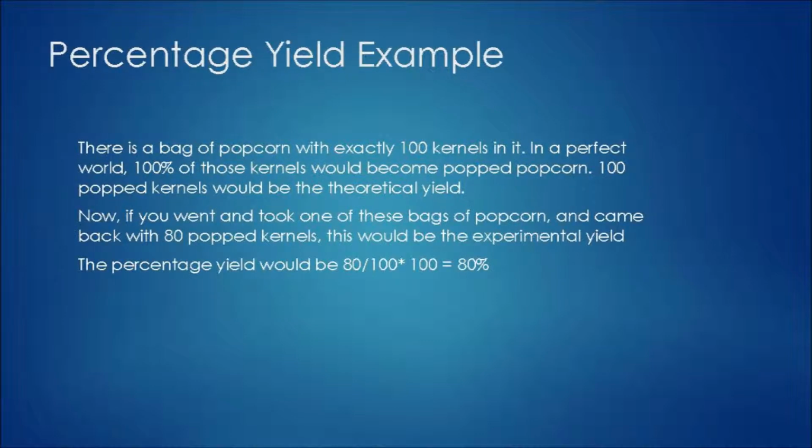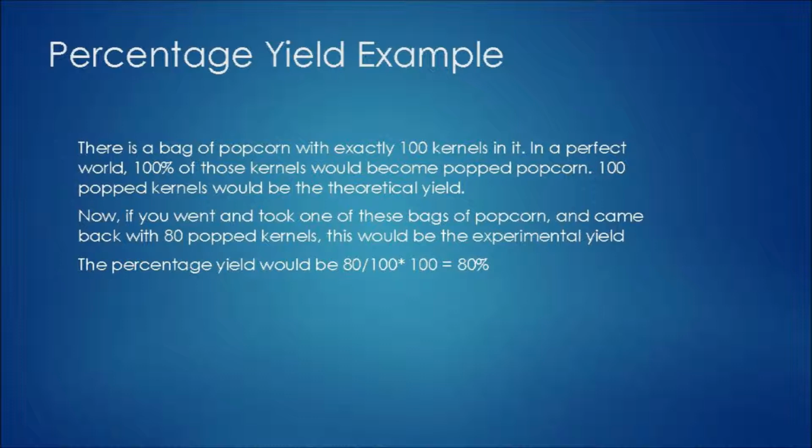So let's do an example problem with percentage yield. Let's say that there's a bag of popcorn with exactly 100 kernels in it. In a perfect world, 100% of those kernels would become popcorn, and then we would therefore have 100 popped kernels in our theoretical yield. Now if you went out and took one of these bags of popcorn and came back with only 80 popped kernels, leaving only 20 behind, the experimental yield here would be 80 popped kernels.